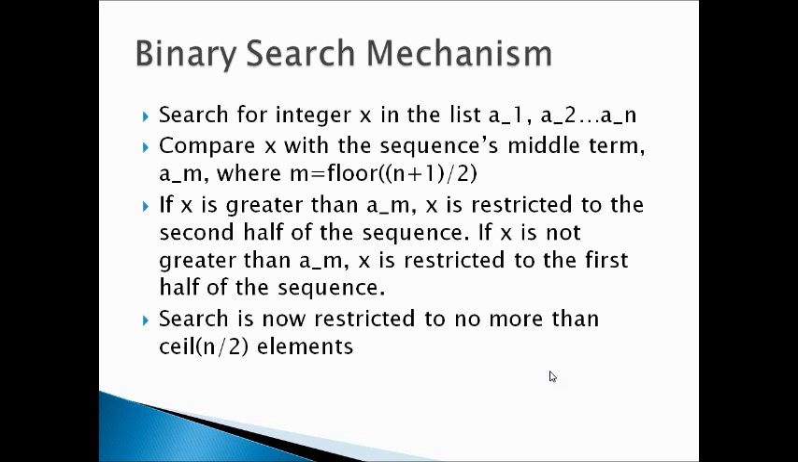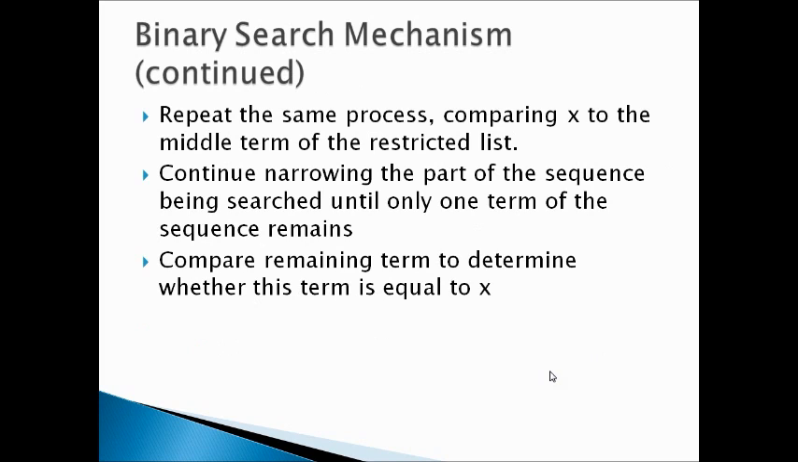which has the index floor of (n+1)/2. If x is greater than this middle term, then x is restricted to the second half of the sequence. But if x is not greater than the middle term, then x is restricted to the first half of the sequence. So now the search is restricted to no more than half of the elements. We'll repeat this process, comparing x to the middle term of the restricted list, and continue narrowing down the sequence until only one term remains. We then compare this remaining term with x to determine whether this term is equal to x.